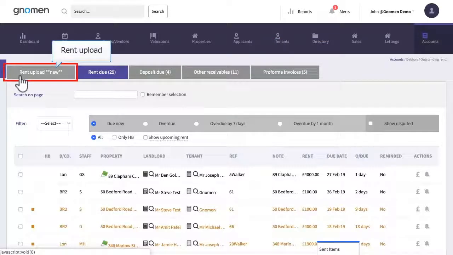There's also a rent upload facility where you're able to upload a bank statement to reconcile any rents received with the rents that are due in the system.